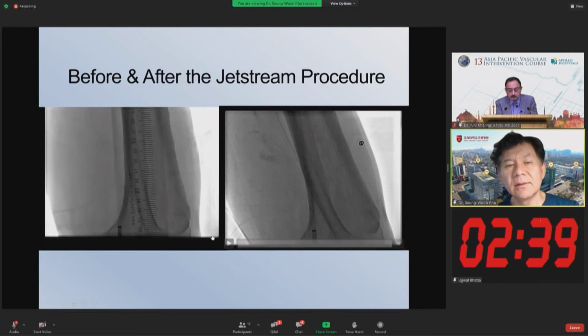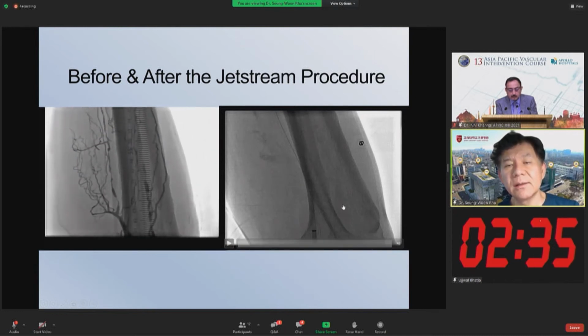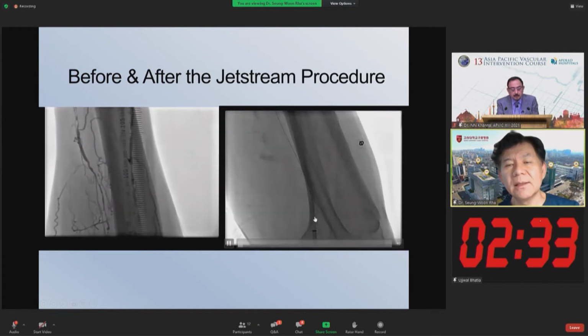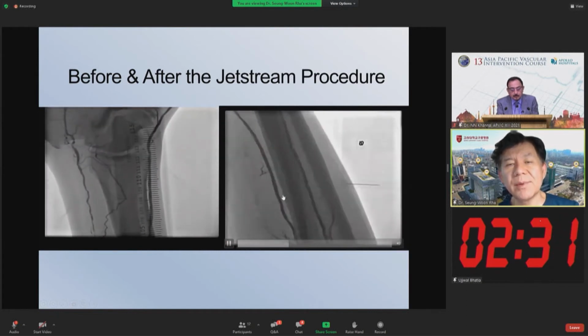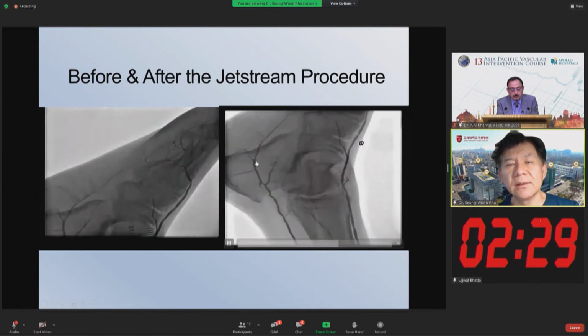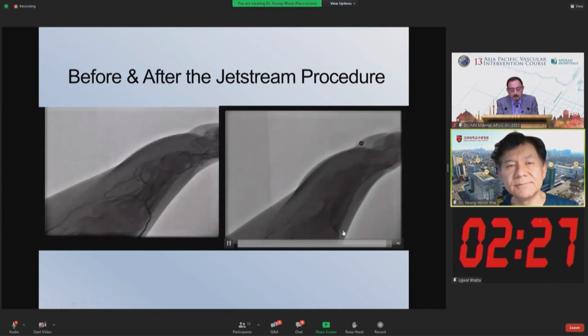Then you can see the before and after the Jetstream. This can provide a significant plaque debulking. Then the balloon angioplasty results can be quite good in the multifocal calcified region.